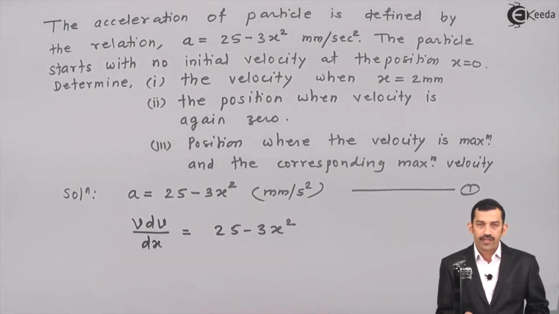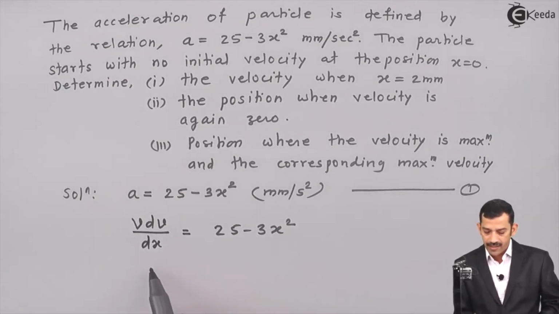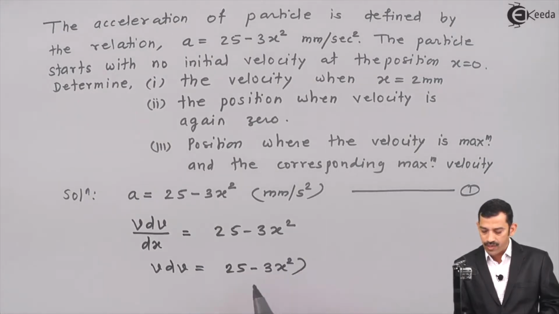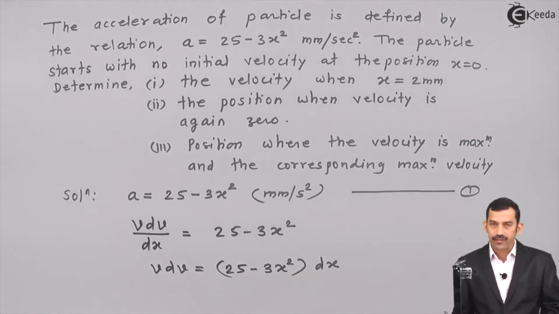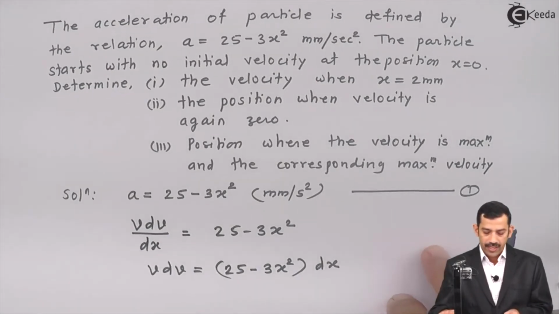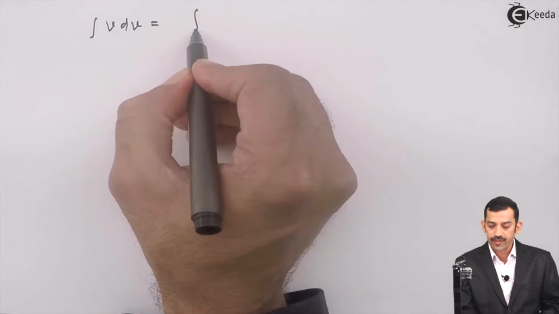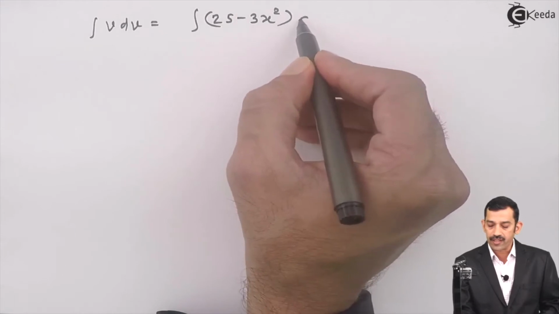Now we will keep the v dv term on the left side, as the x term is on the right side, we will multiply here by dx. Therefore this equation is written as v dv = (25 - 3x²) dx. Now if we integrate this equation, we will get the relation between velocity and position. We will continue on the next sheet. The integral of v dv on the left side equals the integral of (25 - 3x²) dx.